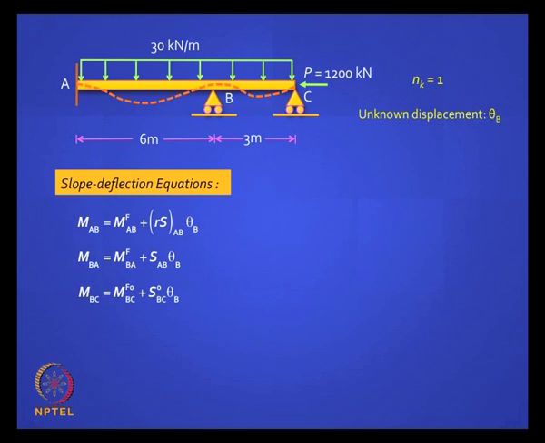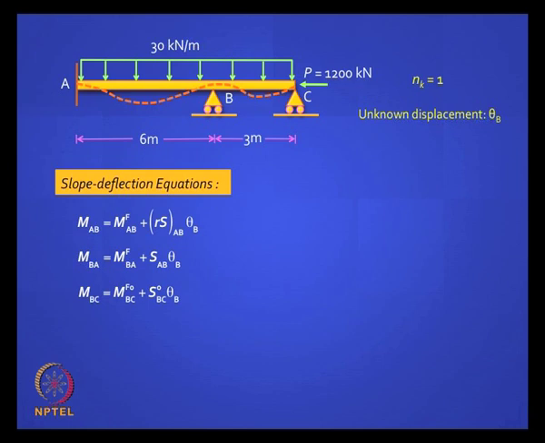But for BC be careful, because the far end is hinged and you want to take advantage of it. So you will write it as MF naught BC, for a prop cantilever, plus S naught BC into theta b. So the naught is to remind you that there is a hinge at the other end, that is why you put a naught on top. Clear? That is the equation.